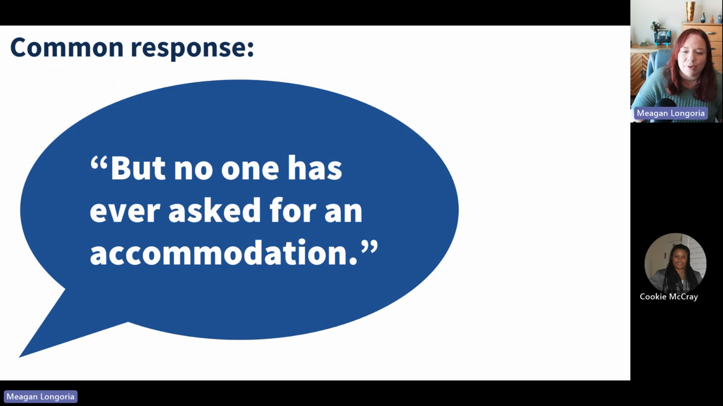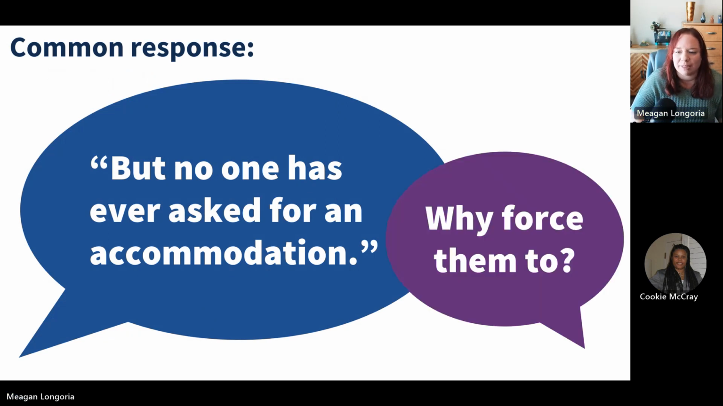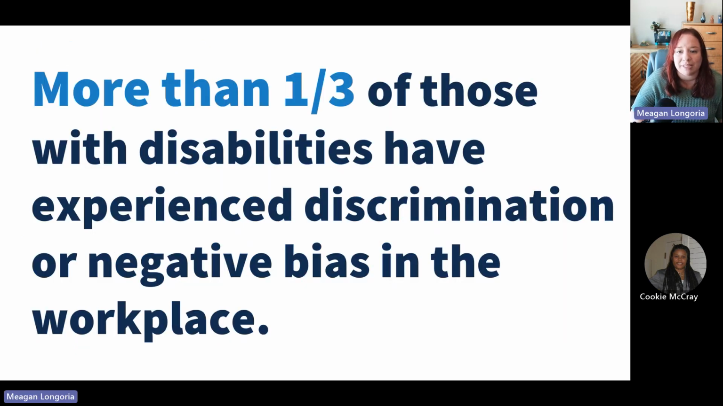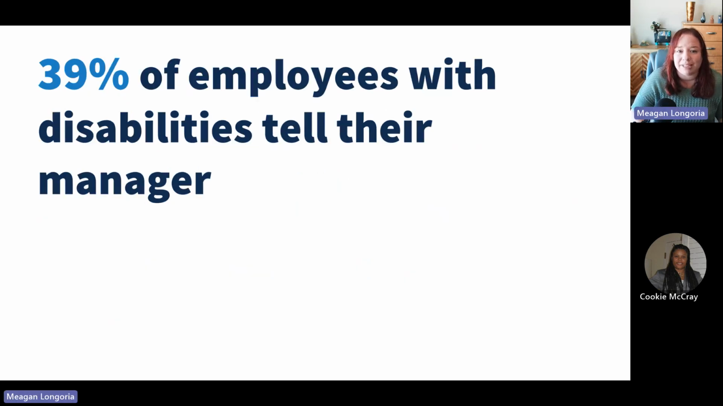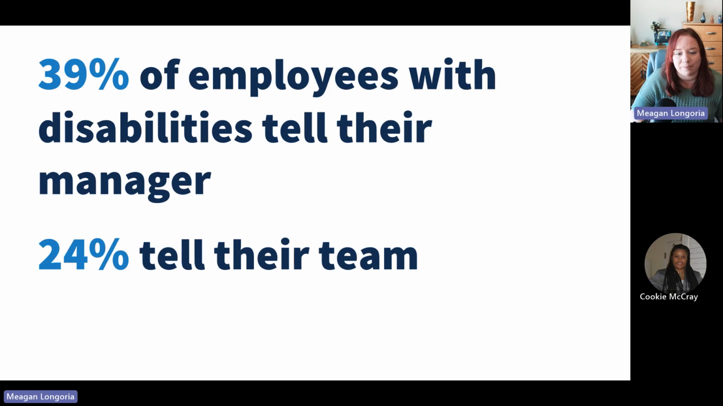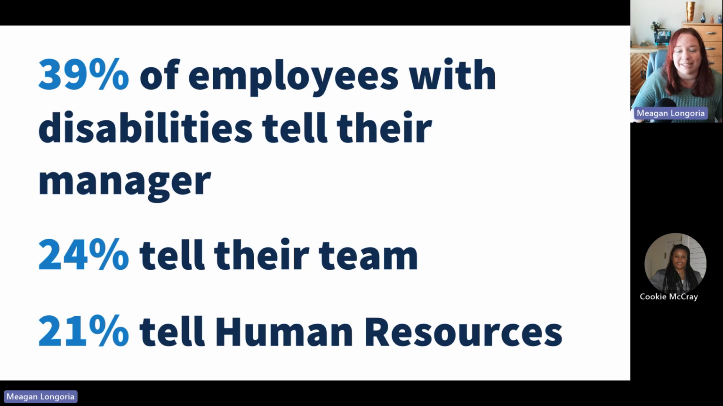And people will tell me, but no one's ever asked for an accommodation. And my response is, why force them to? The issue is that more than a third of people with disabilities have experienced either discrimination or negative bias in the workplace. And 39% of employees with disabilities tell their manager. That's a huge chunk of people who never even disclose to their manager that they have a disability and may need an accommodation. Even fewer tell their team members, and even fewer than that tell human resources.